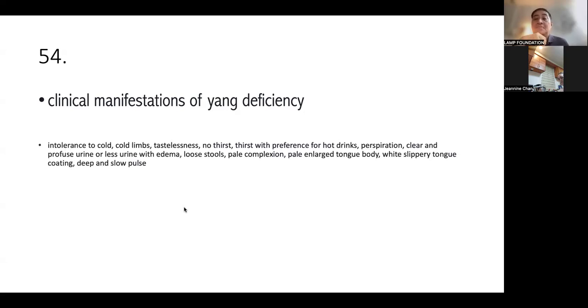Number 54, clinical manifestations of yang deficiency. Pale complexion. Let's start with the tongue. Pale, enlarged tongue. Yes, very good. And deep, slow, deficient pulse. Okay, yes. So what are the other manifestations? Yang deficiency: pale complexion, intolerance to cold, cold limbs, tiredness, fatigue, palpitation, and spontaneous sweating. Yes. Everything follows.